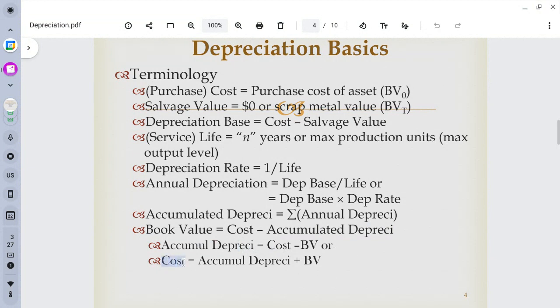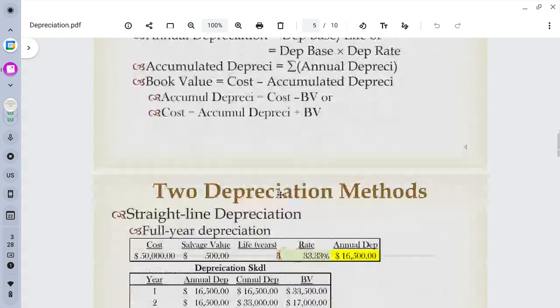And then what is the cost? Cost is accumulated depreciation plus book value. It's just like if 1 is 3 minus 2, then what is 2? 3 minus 1. And what is 3? 2 plus 1, right? It's not a difficult thing.